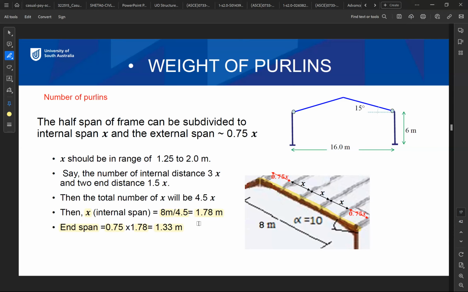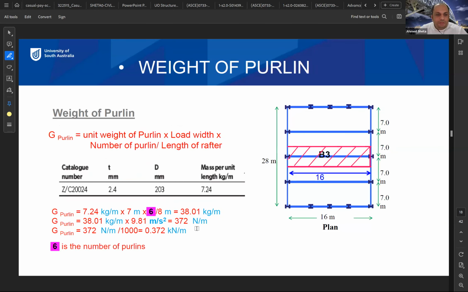Okay, so now, how to calculate or get the load of purlin on the beam? What you need to do is follow this formula here, which is the unit weight of purlin. The unit weight of purlin, we get it from the table of Lysaght, if you use Lysaght purlins, times the load width of the beam, which was 7 meter in our case here, times number of purlins divided by length of rafter.